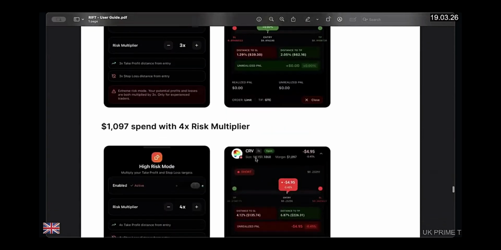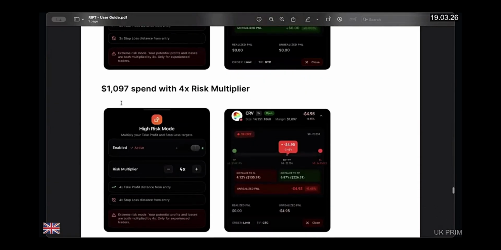So it depends on the currency also, on which asset the stop loss is fixed. And $1,097 at 4x risk multiplier gives you stop loss at $135, but the profit almost at $226. This is the way how risk multiplier affects your trade. It increases the distance to take profit. Also, it increases the distance from entry point to stop loss, and that's why these trades tend to close in a longer interval of time.